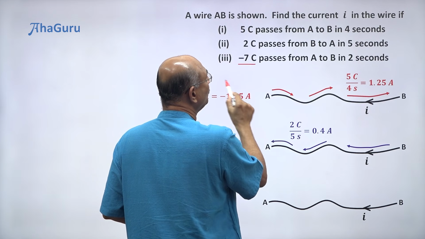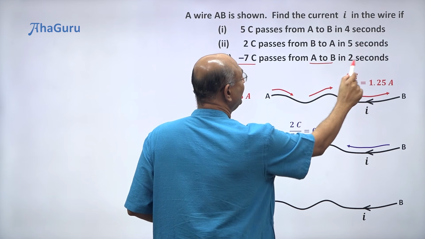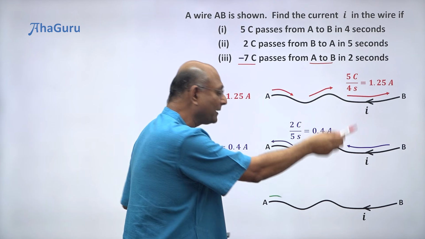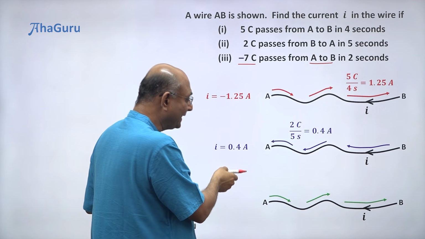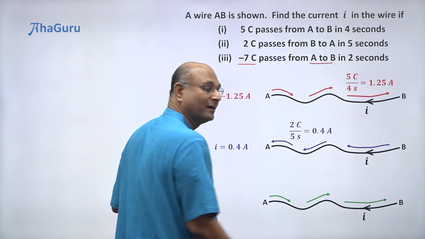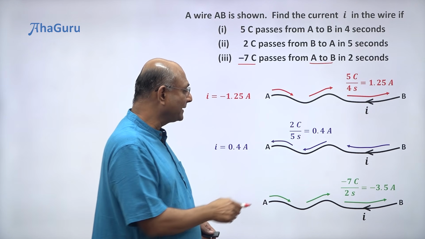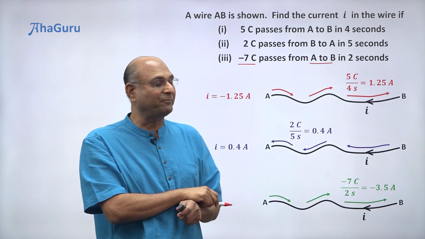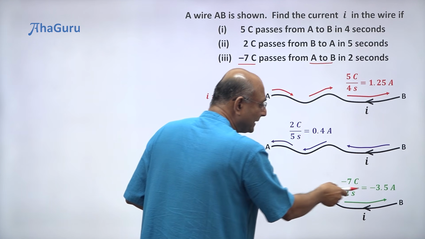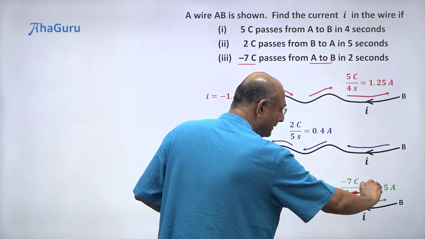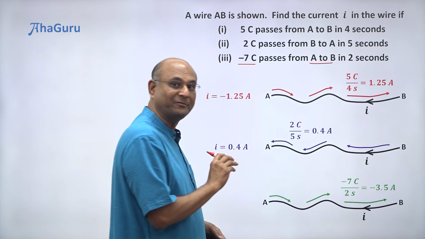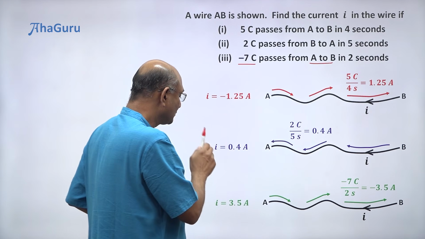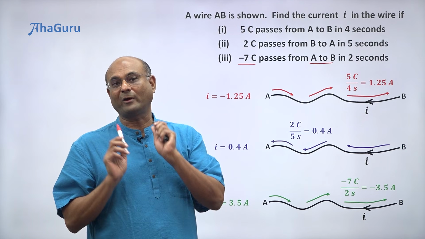Minus 7 coulombs passes from A to B in 2 seconds. So I have a negative charge going from A to B. I have minus 7 coulombs going this way. So I can calculate the current by saying minus 7 coulombs by 2 seconds, minus 3.5 amperes. But minus 3.5 that way is the same as plus 3.5 this way, and 3.5 this way is the direction we want. So I is plus 3.5 amperes.